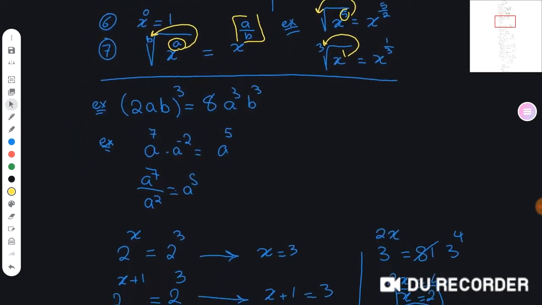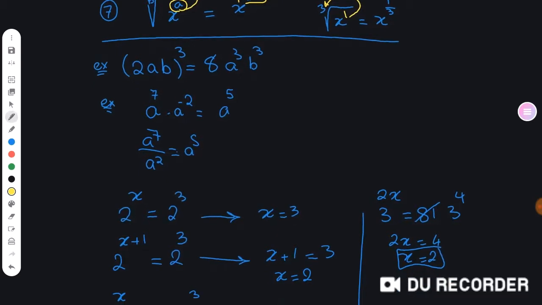Example here, 2ab power 3. You should distribute the power to be 2 power 3, which is 8, a power 3, b power 3. Here we have multiplication, a power 7. This is a different idea of multiplying the same base, because we have a negative power here. The answer will be 7 plus negative 2, which is 5. In another way, we can change the position of this to be a power 7 over a power 2. The answer would be a power 5 because we subtract them.